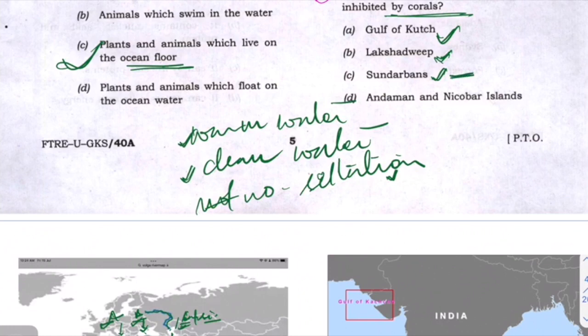Sundarbans is the thing you have to think over, because the Ganga and Brahmaputra drain the Sundarbans, and the Sundarbans gets a lot of siltation. There is no clean water, so Sundarbans cannot have corals. Andaman and Nicobar have corals, so C should be the answer.